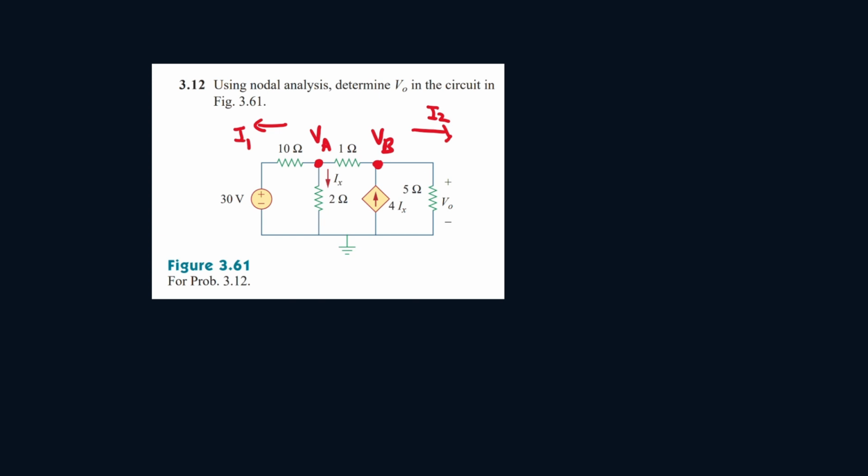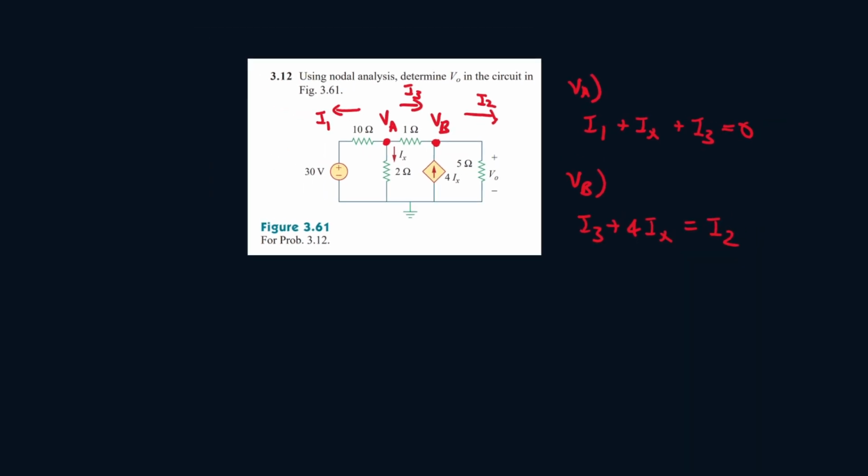Okay, so for node VA, it's I1. Oh yeah, and then this is also this one, so let's call this I3. So it's I1 plus IX plus I3. They're all leaving the node. Then for VB, it's I3 plus 4IX. They're both entering it, equals I2, leaving it.